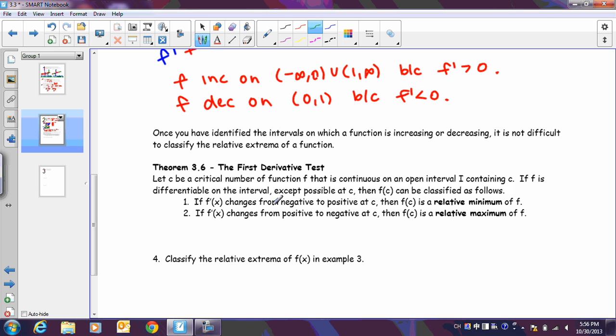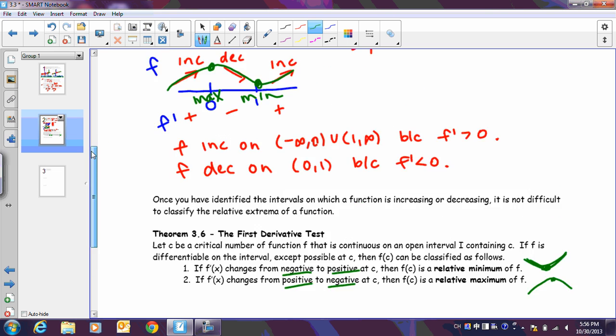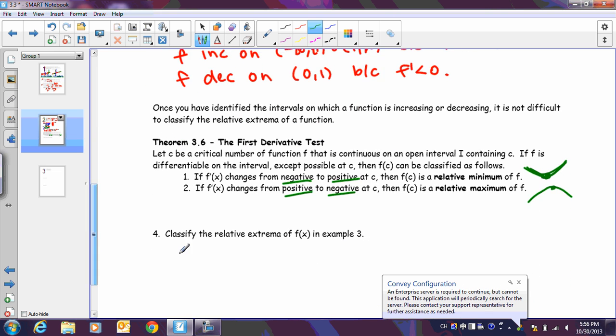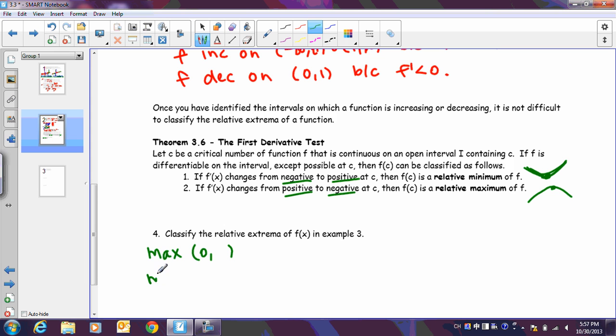In general, when f prime changes from negative to positive, think about this: negative derivative is going down, positive is going back up. It's going to cause a minimum. Positive to negative is going up, then going down. That's going to cause a maximum. So we're going to classify the extrema. What this means is at x equals 0, we have a max. Our max, I'm going to write it out as a point first, is going to be 0 comma something. Our min is going to be 1 comma something.